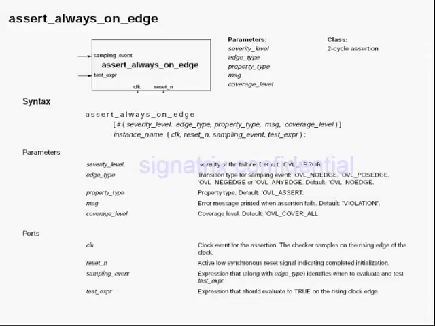One more type, assert always on edge. This is the next assertion. As we have discussed assert always, this is assert always on edge. We can easily remember that on edge means we can mention whether it is related to a positive edge or a negative edge. The previous assertion is a one cycle assertion, here it is a two cycle assertion. We'll see how it differs. Now the syntax is the same: module name, module instance name and port list, then parameter overriding.